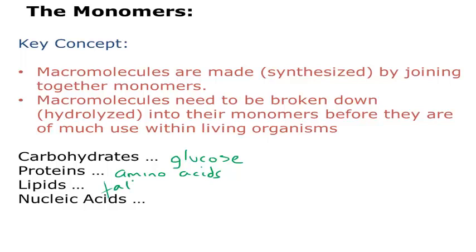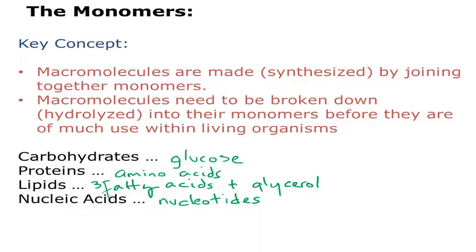And the monomer that makes up lipids is a combination of three, why don't I write three in there? Three fatty acids, that sounds kind of cute, combined with one molecule of glycerol. And finally, the macromolecule nucleic acids, DNA and RNA, are actually made up of polymers of nucleotides. And again, as I said, it's not enough to simply know the names of these monomers. You're going to have to be able to recognize them and then figure out how they actually join together to make up the macromolecule.